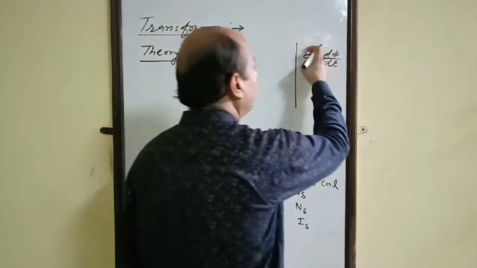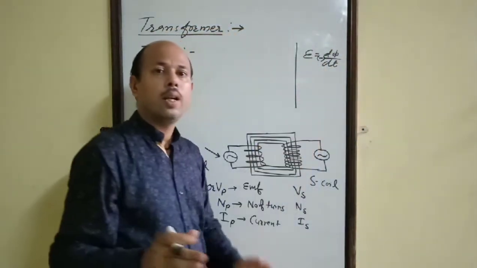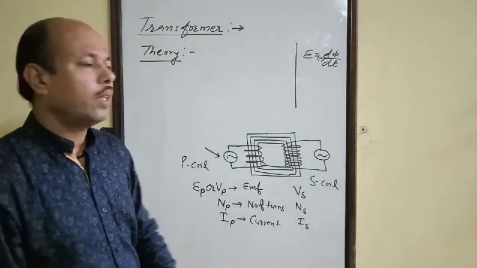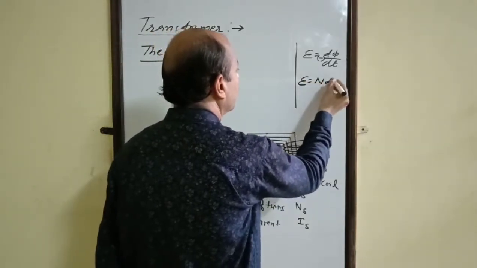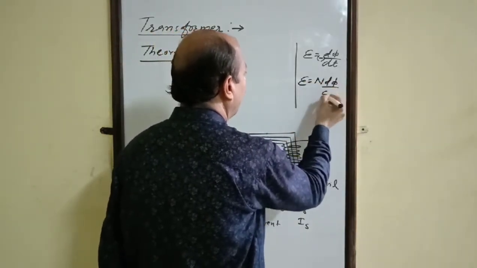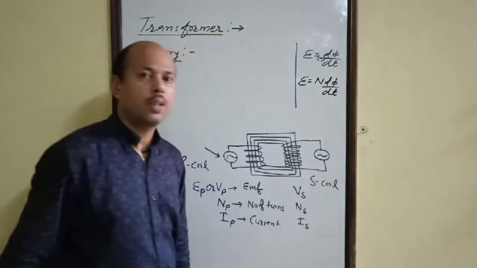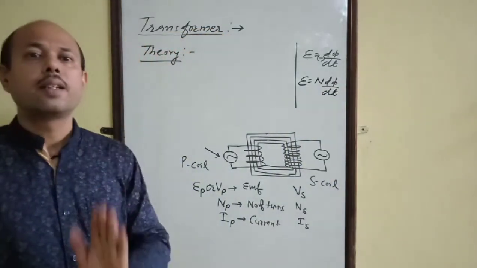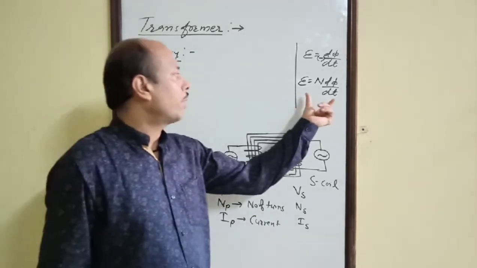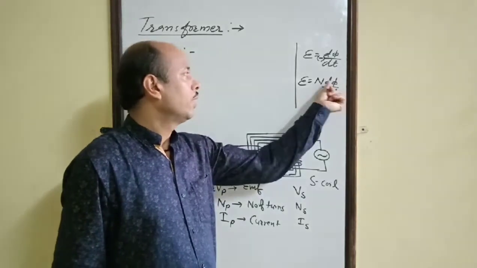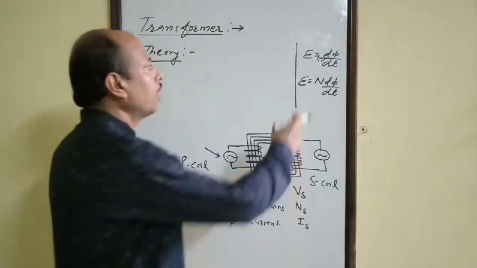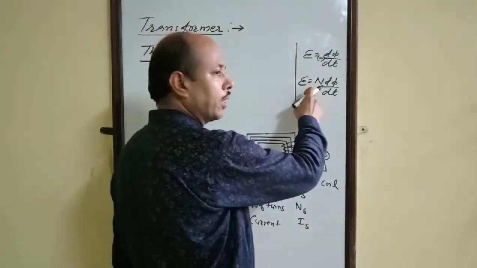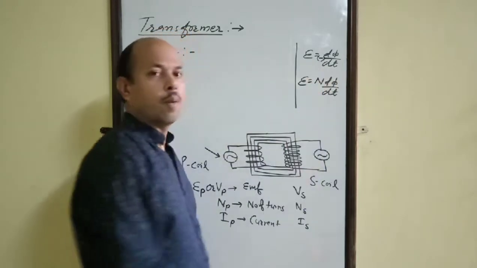But this formula we have written only for a coil having one turn. If there are many turns, we can directly write E equals n d phi by dt, where phi is the magnetic flux, n is the number of turns, and E is the induced EMF. If we have to write the minus sign we can, otherwise we can take the magnitude value.